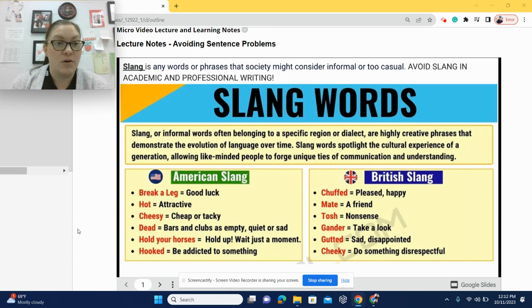So those are slang words. They are fun. They can be creative. They can help you express your opinion when you're having a conversation or a casual conversation with someone. But we are not going to use those types of words when we are writing for academic or professional purposes.